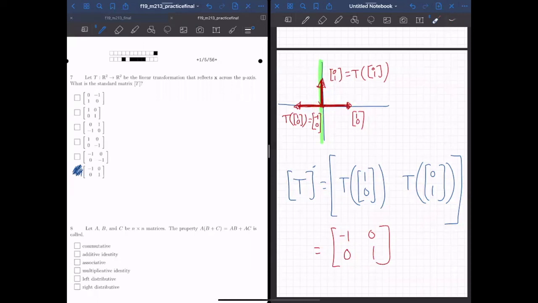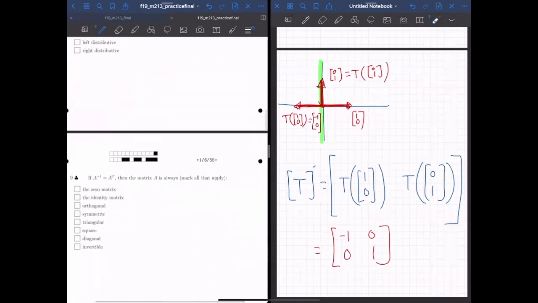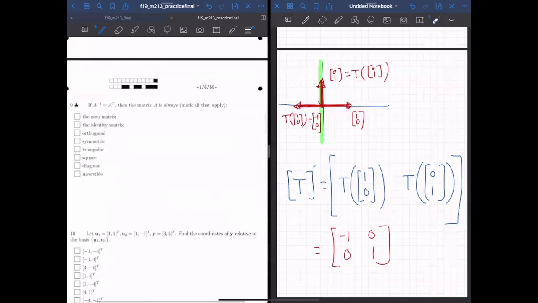Thanks. Awesome. Okay. I'm going to skip question 8 because it's just a definition, and it's not even a particularly important definition. It's not super conceptual.